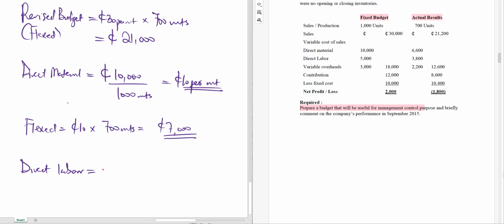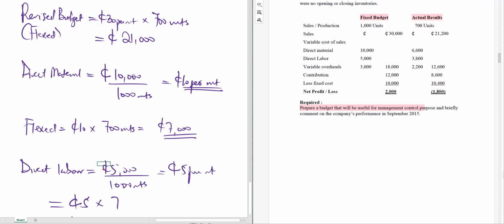So for direct labor, it was 5,000 in the budget, and it was for how many units? Is it not 1,000 units? So that means this one gives us 5 cedis per unit. So the flex gives us 5 cedis per unit times 700, which gives us 3,500. Not so?